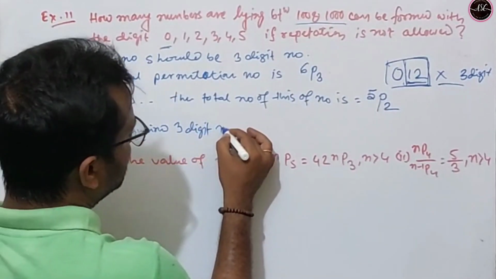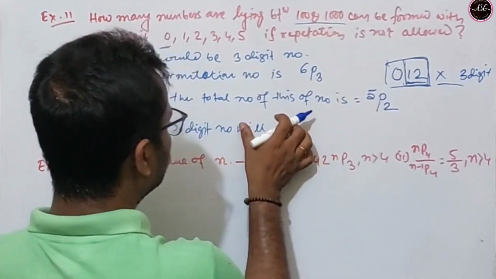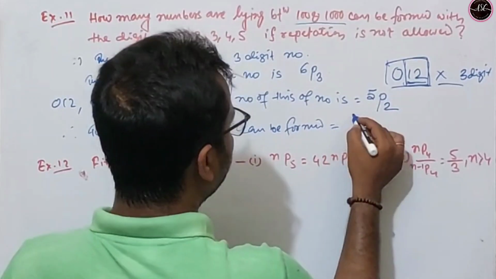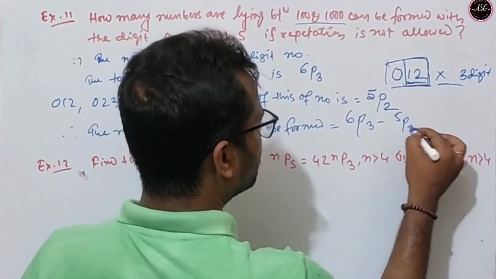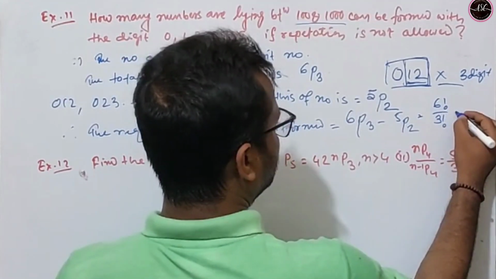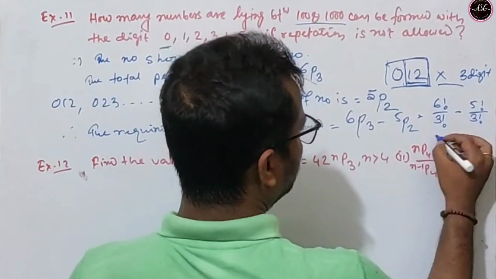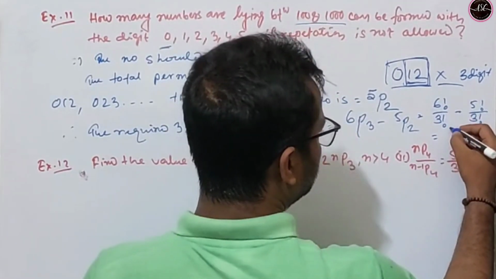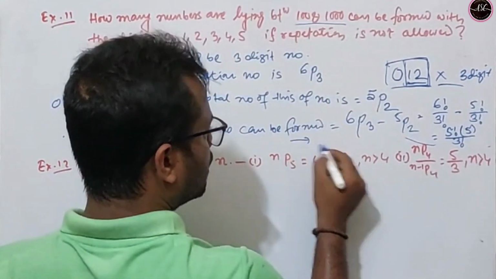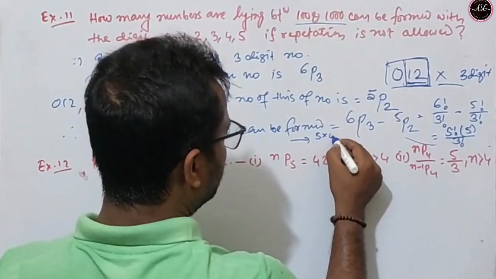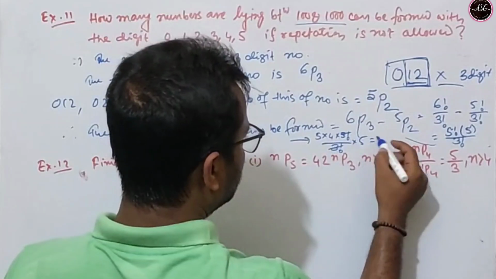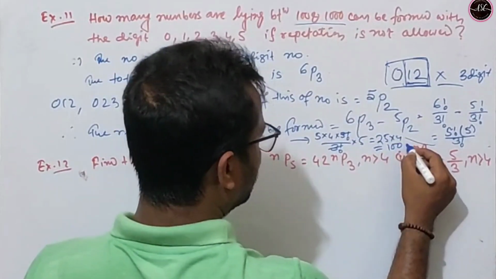So the required 3-digit numbers can be found equal to 6P3 minus 5P2. Simplify that: 6 factorial divided by 3 factorial minus 5 factorial divided by 3 factorial. Taking the LCM, 5 factorial times (6 minus 1), that means 5, over 3 factorial. 5 factorial equals 5 into 4 into 3 factorial, divided by 3 factorial, into 5. Cancelling these, we get 25 into 4, that means 100. 100 will be the answer.